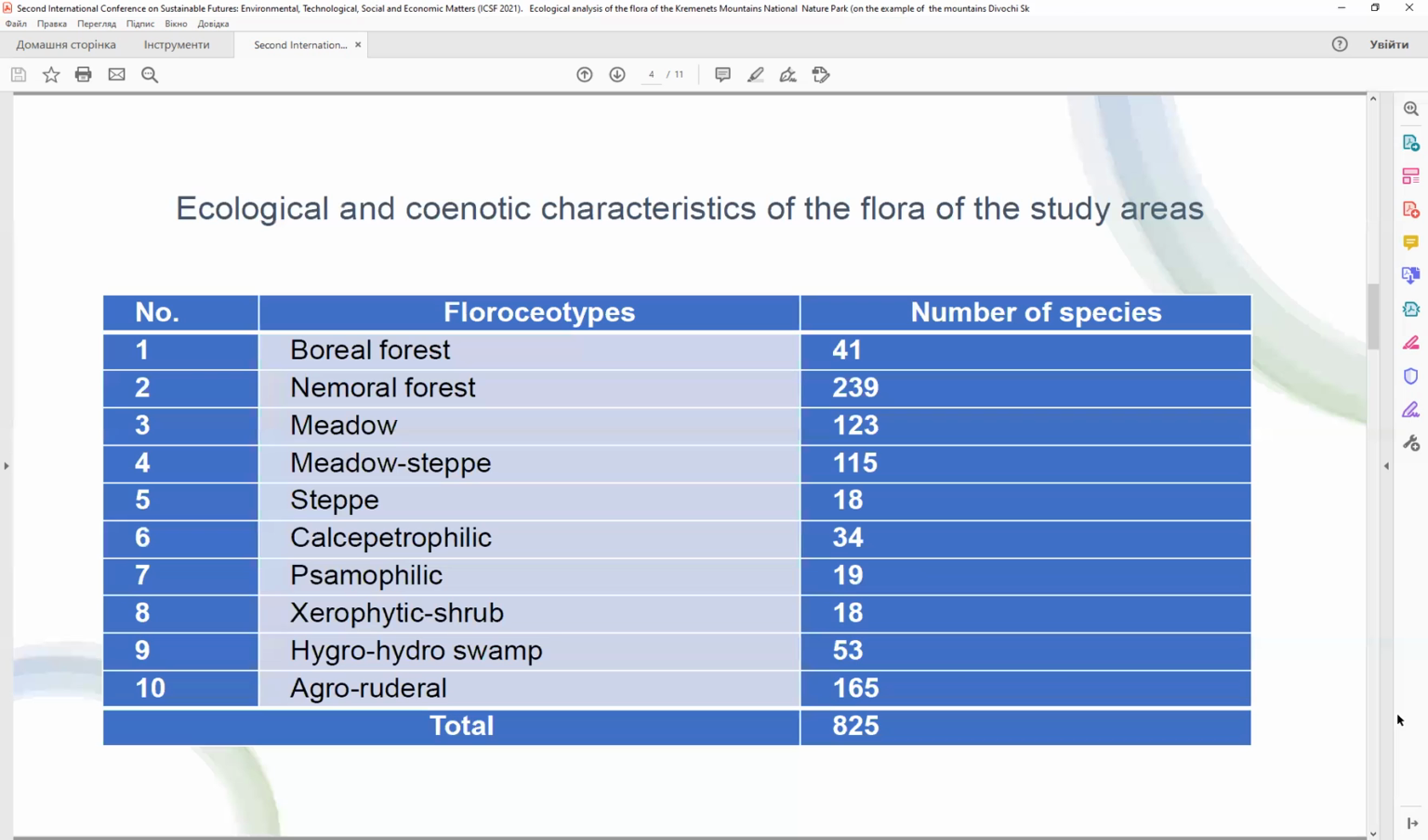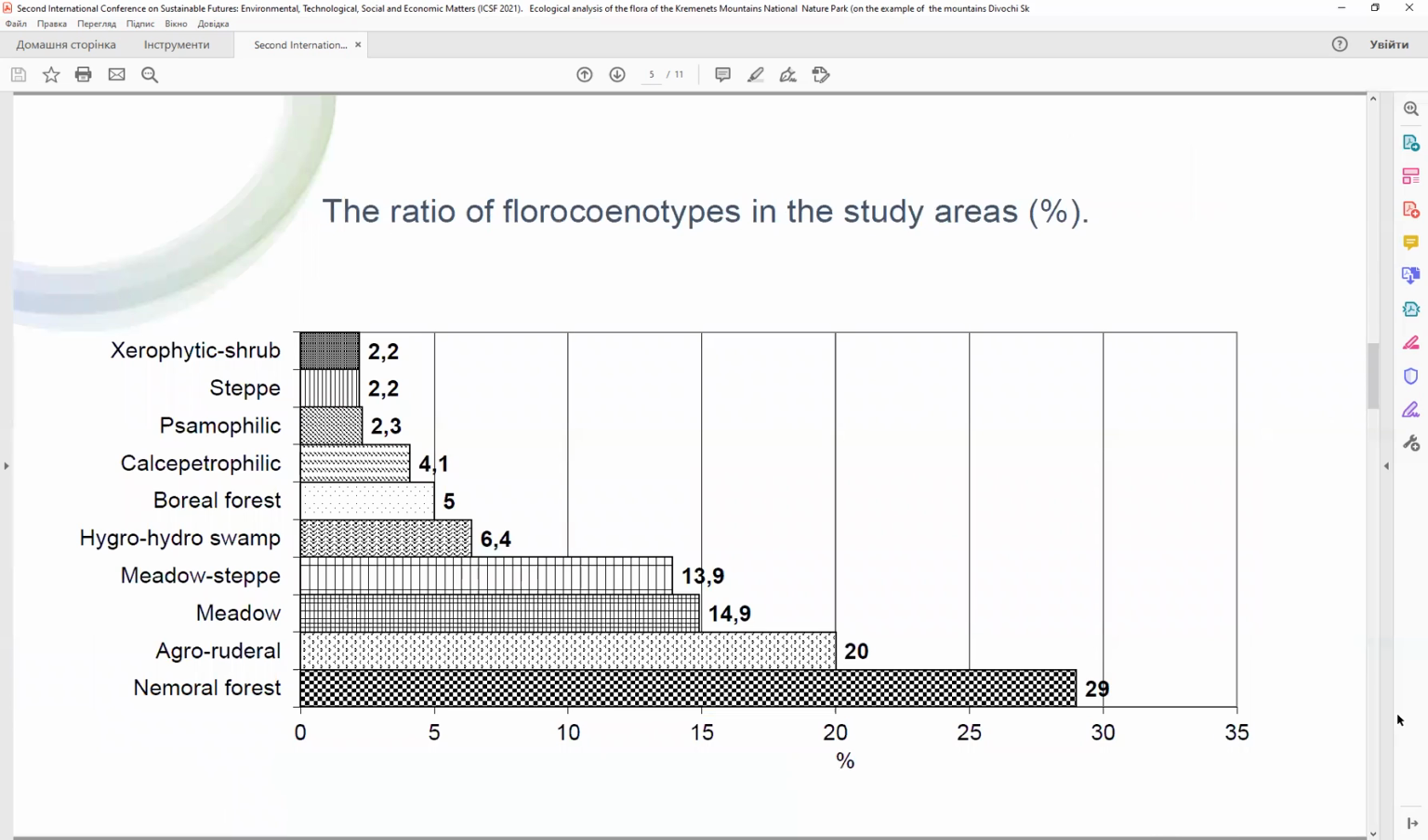On the territory of the studied mountains, we have identified the following florocoenotypes: boreal forest, nemoral forest, meadow steppe, calciopetrophilic, psammophilic, xerophytic, hygrohydrophytic, agro-ruderal. The most numerous nemoral forest coenotypes include 29% florocoenoelements, such as Quercus robur, Fagus sylvatica, Betula pendula, Betula klokovii, Carpinus betulus, Corylus avellana, Asarum europaeum. These florocoenotypes are distinguished by a certain heterogeneity typical for hornbeam, oak, and beech forest.